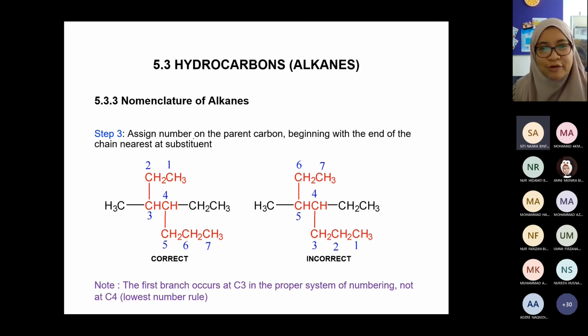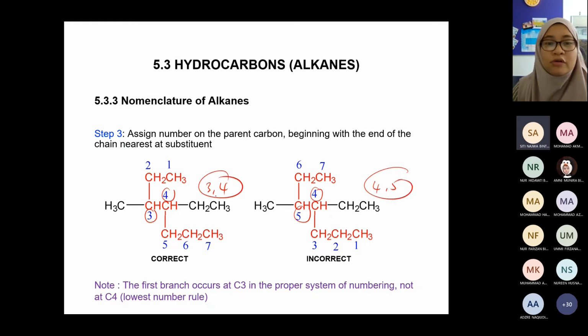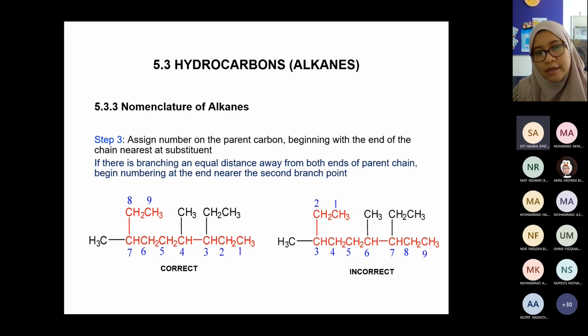Step number 3. Assign numbers on the parent carbon, beginning with the end of the chain nearest to the substituent. Okay, we need to assign numbers, guys. You have decided on the parent just now. There are 7 carbon. To assign numbers, you also have to try and error. Do you start from top to bottom, or from bottom to top? If you start from the top to bottom, you will get the branches or substituents at carbon number 3 and number 4. But if you start from the bottom going up, you will get them at carbon number 4 and number 5. See? So which one to choose? The lowest number as possible. Lowest number rules. See?